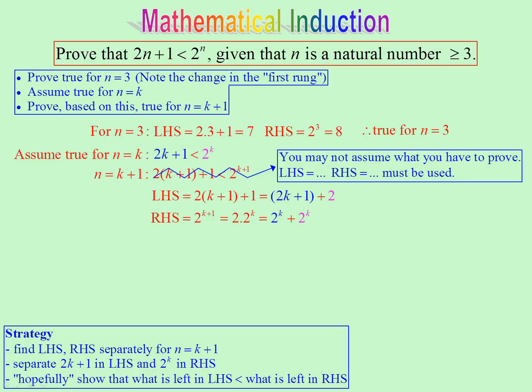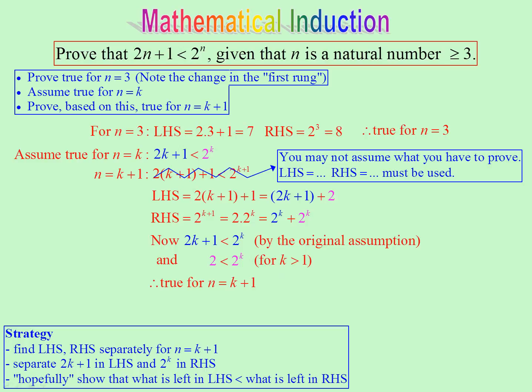So here's my reasoning. Right. Now, 2k plus 1 is less than 2 to the k by the original assumption. There we are. And 2 is less than 2 to the k for k greater than 1. That's absolutely straightforward because these are powers of 2. 2 is less than powers of 2, where k is whole numbers bigger than 1. Therefore, it's true for n equal to k plus 1, because the left-hand side is less than the right-hand side. That part of the left is smaller than that part of the right. That part of the left is smaller than that part of the right, so the left-hand side is less than the right-hand side. True for n equal to k plus 1.